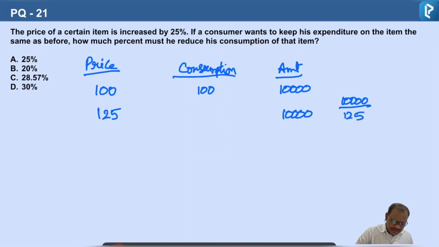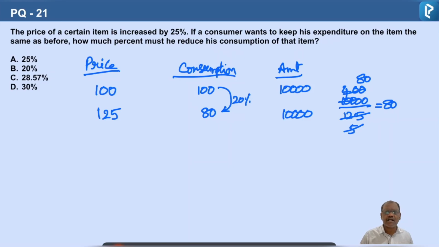If you simplify, 25 fives, 25 fours, 2 zeros, 5 80s. So the new consumption is 80. So the consumption should be reduced by 20%. With the same expenditure, you should reduce the consumption by 20%. Option B is the right answer.